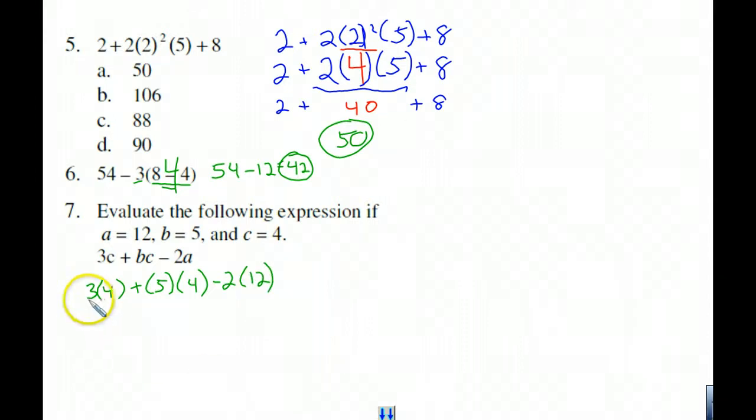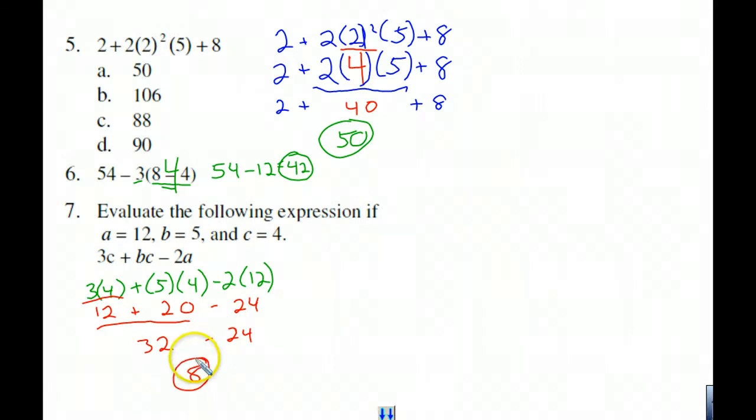So here we'll get 12. Here we'll get 20, and here we'll get minus 24. So 12 plus 20 is 32. 32 minus 24 will be equal to, let's see here, 8. Yeah, those are both multiples of 8. Let's move on.